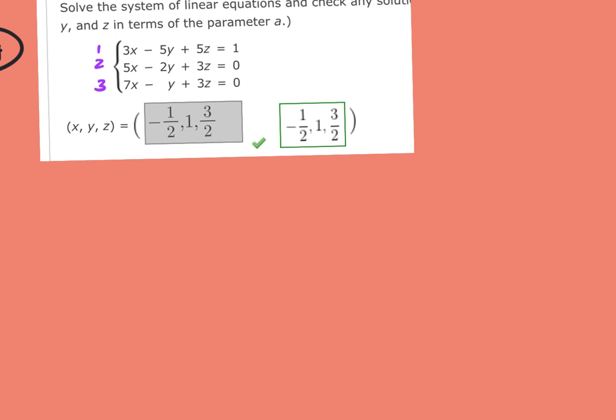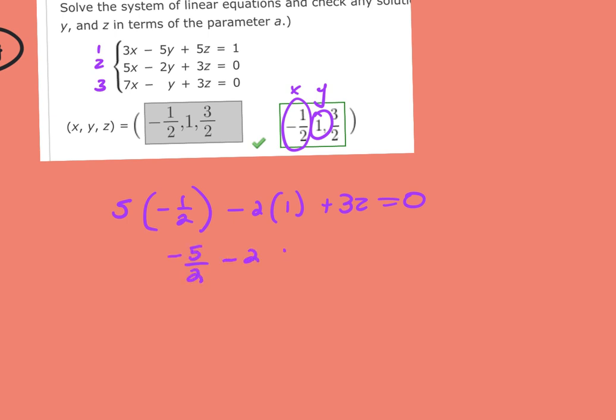Okay, so which ones did you get first? First I got x, which is 1, -1/2. Yeah. And then I got y, which is 1. Okay, so then you plugged it in where? I plugged it into the 2. Okay, so 5 times -1/2 minus 2 times 1 plus 3z equals 0. Yes. Then you get -5/2 minus 2 plus 3z equals 0. Yeah. What'd you do from here?